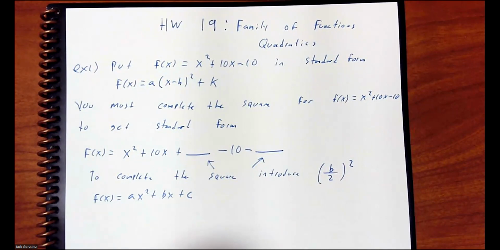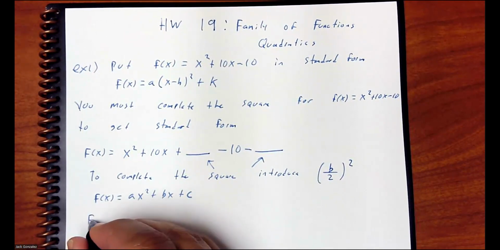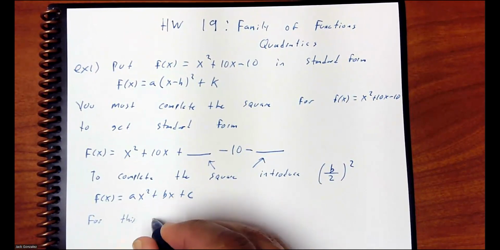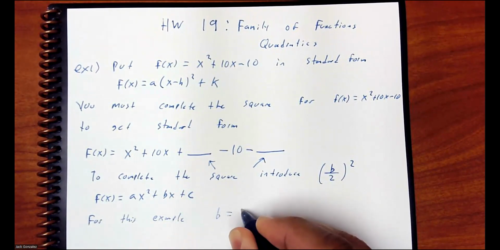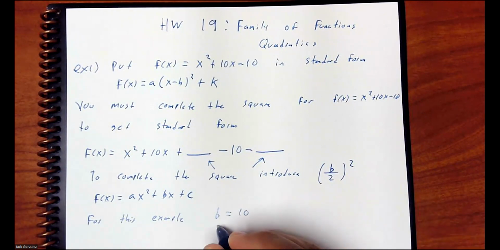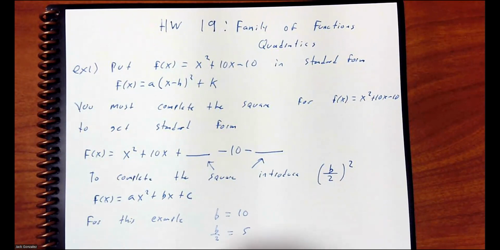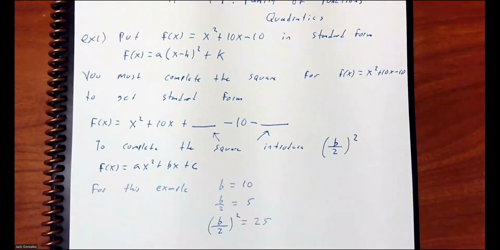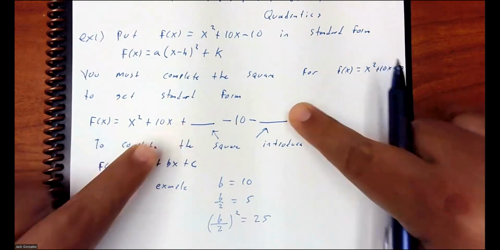Okay. So for this example, b is equal to 10. Half of b is equal to 5. If you square that, the special number is 25. Right? So just add 25 here and then subtract it.